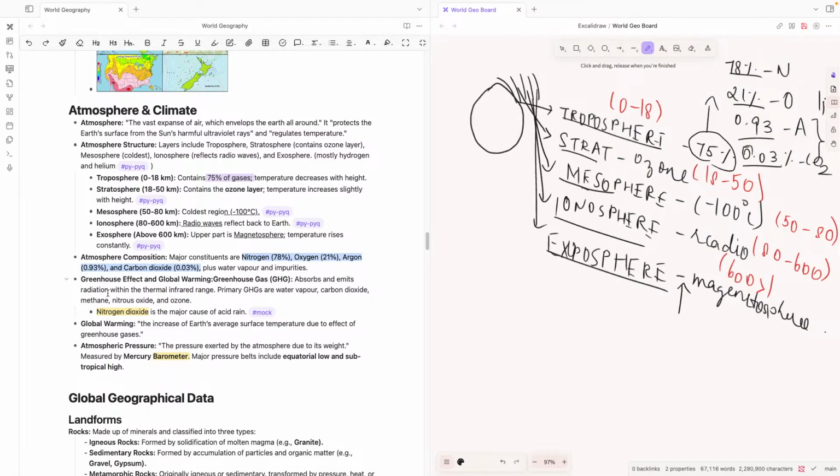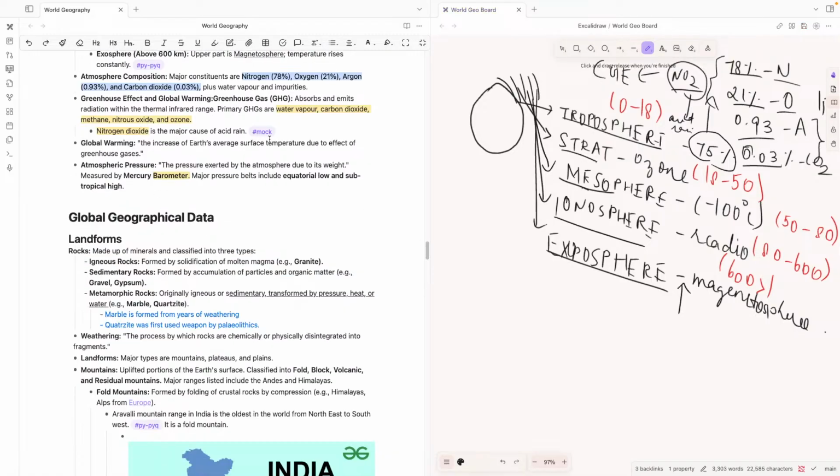And then we quickly see what the greenhouse effect is. Greenhouse gases absorb and emit radiation within the thermal infrared range. The primary greenhouse gases are water vapor, carbon dioxide, methane and ozone. This is an important question. Among these, nitrogen dioxide is a major cause of acid rain. Nitrogen and oxygen become nitrogen dioxide under certain conditions. So this is primarily responsible for acid rain.